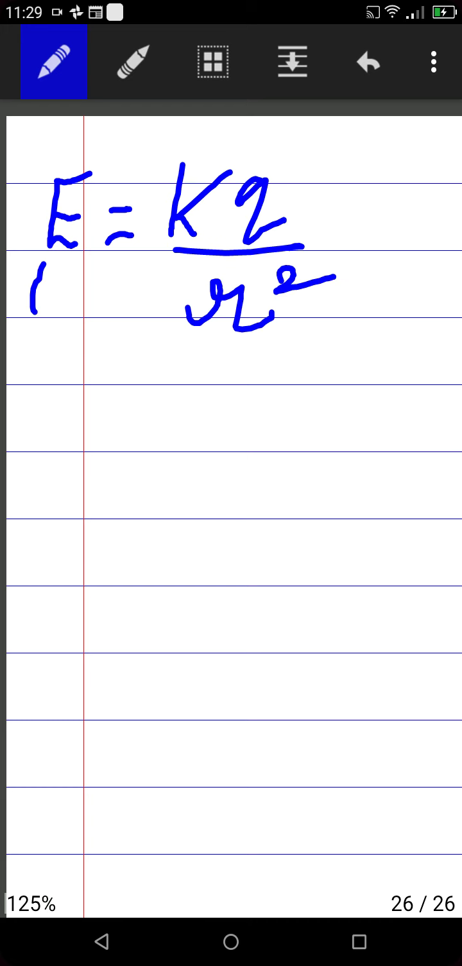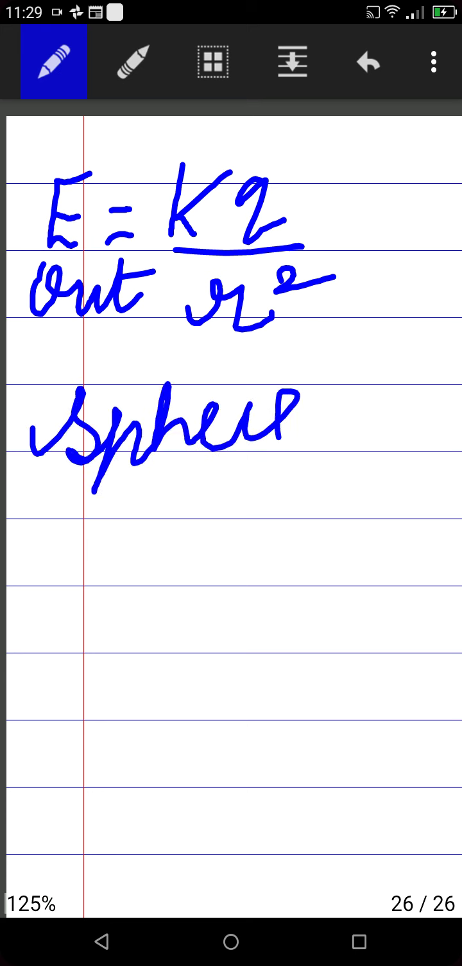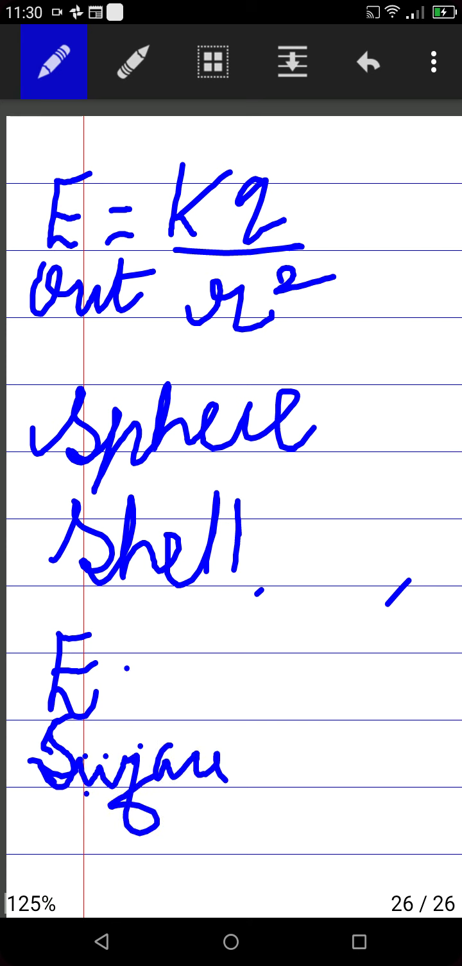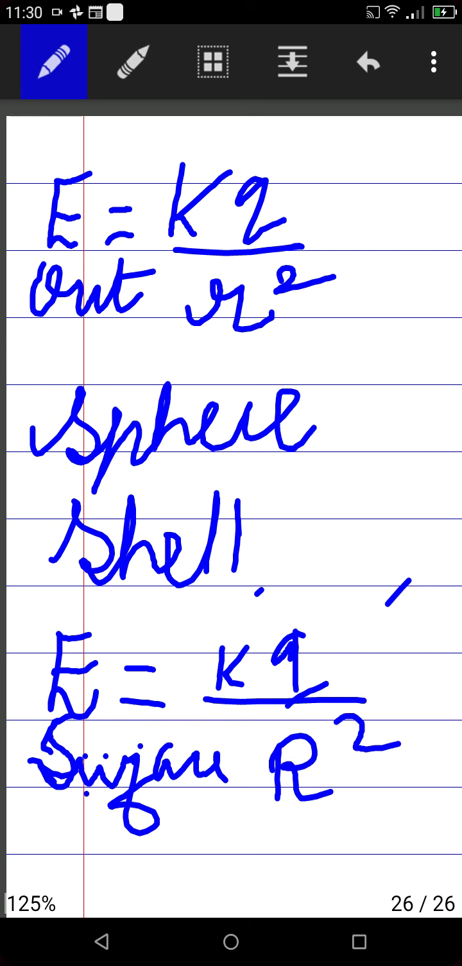I will write the formulas. E outside is equal to kq by r square. This formula is valid for a sphere, whether conducting, non-conducting, anything. Outside is the same, even for a shell. Now E on the surface is kq by capital R square. Even this formula is valid for a sphere, conducting, non-conducting, anything, and shell also.